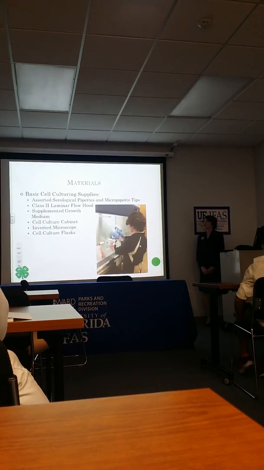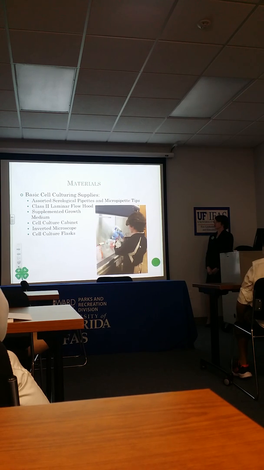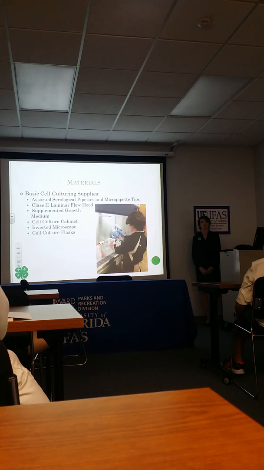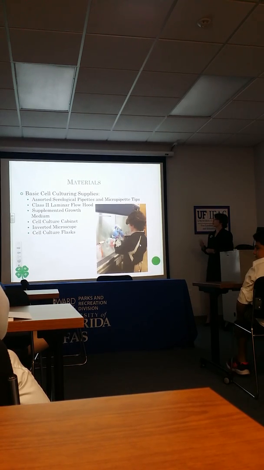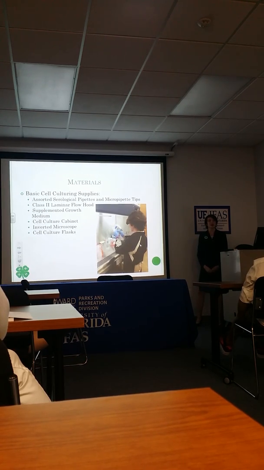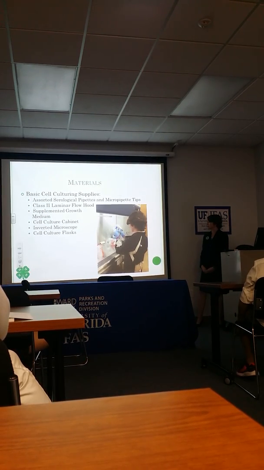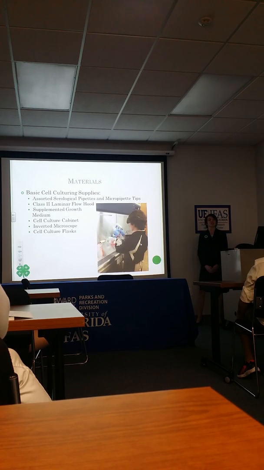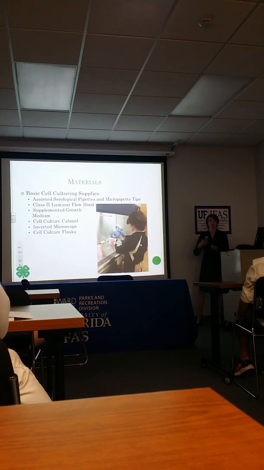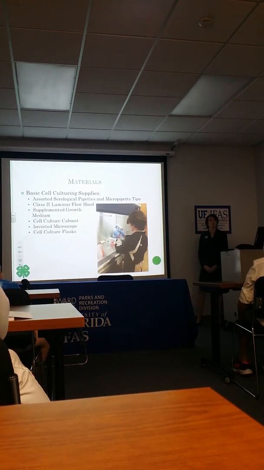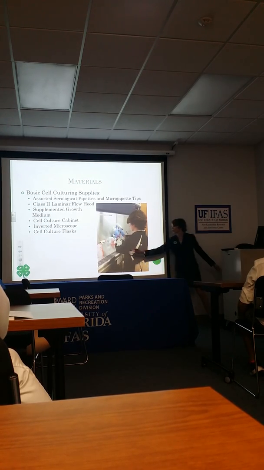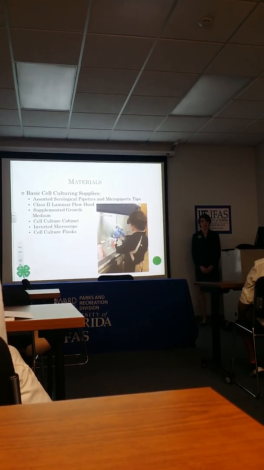So in my experiment, I used basic cell culturing supplies, such as serological pipettes and micropipettes, which are used to extract medium and reagents for use in the cell culture flasks, a class 2 laminar flow hood pictured here, which allows you to work with cells in a sanitary environment where no contamination can take place, supplemented growth medium, which, as I mentioned before, contains growth agents that allow the cells to have the food they need to survive, an inverted microscope for viewing the cells and counting them, and cell culture flasks, of course, which are pictured here and are used to maintain the cells.